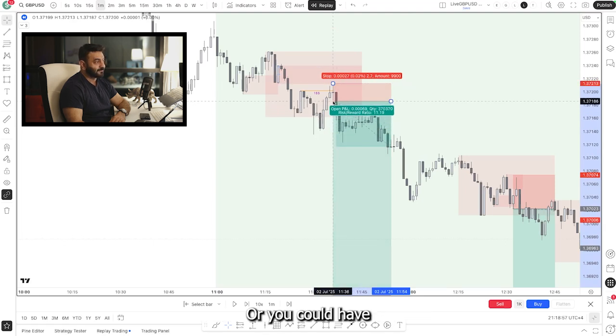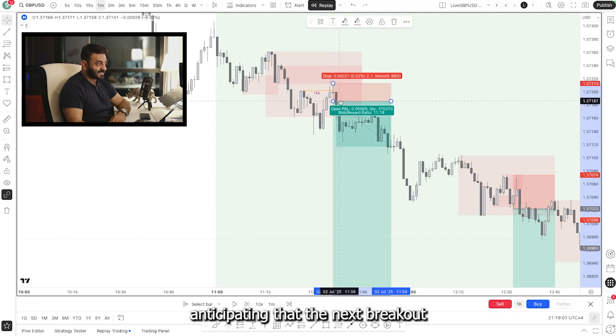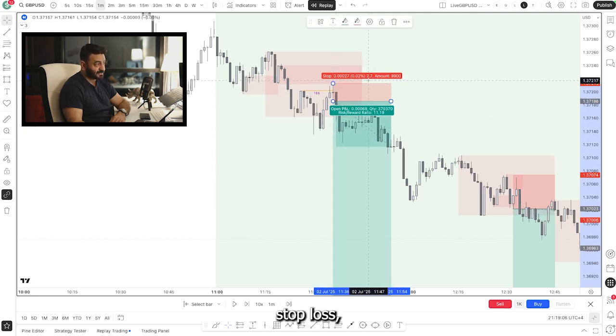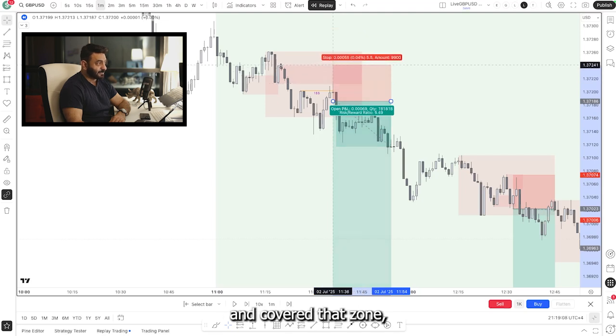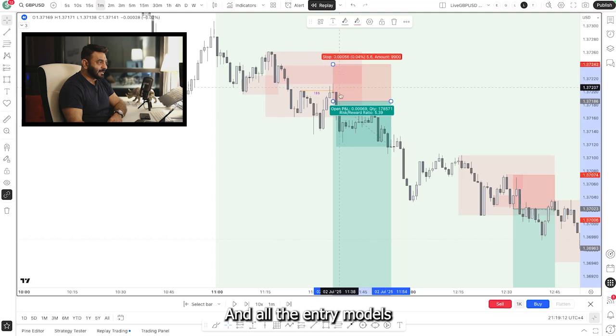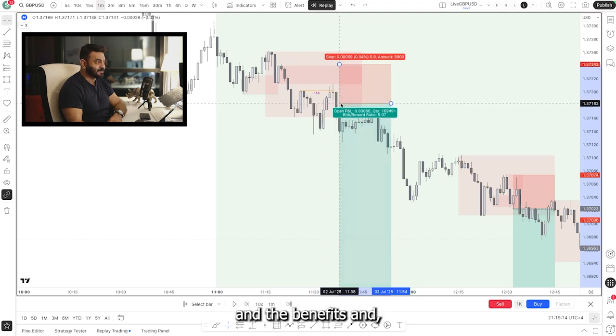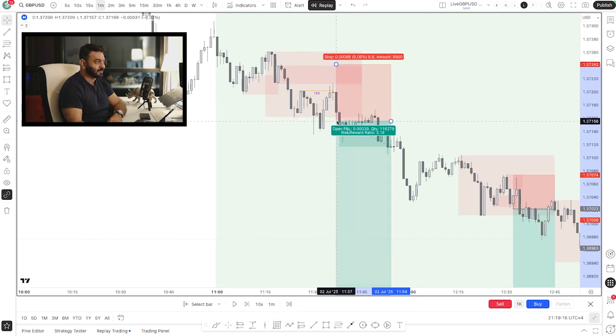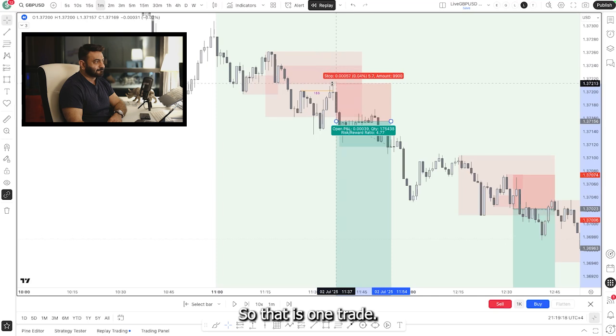Or you could have put a stop order at the breakout of this candle, anticipating the next breakout, and you want to get involved, and you could have been in a very tight stop loss, or you could have placed and covered the zone. All of this we cover in this board, right? And all the entry models and the benefits and the drawbacks of each entry model, we cover that. Okay, so that is one trade.